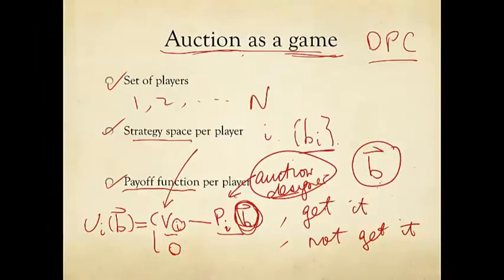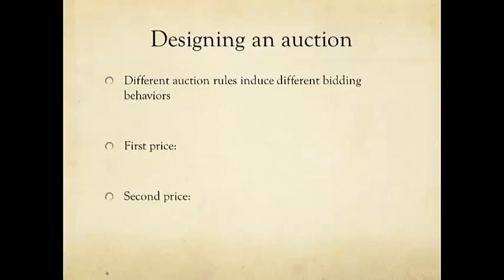And what is interesting is that by deciding a different function that maps bidding behavior to price, you will in turn induce different bidding behavior. Different auction rules will induce different bidding strategies in this auction game. For example, let's take a look at a simple example.